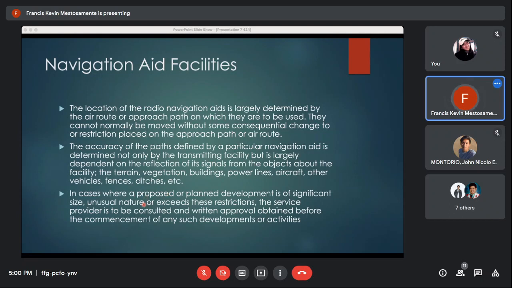Sinabi rin dito, in case there were proposed or planned development, kailangan natin i-consult yung provider. So, yun sinasabi ko kanina, yung manufacturer ng equipment. The Aerodrome has the responsibility to maintain these facilities. However, yung mga sukat, yung location, always consult the manufacturer or provider of the equipment.